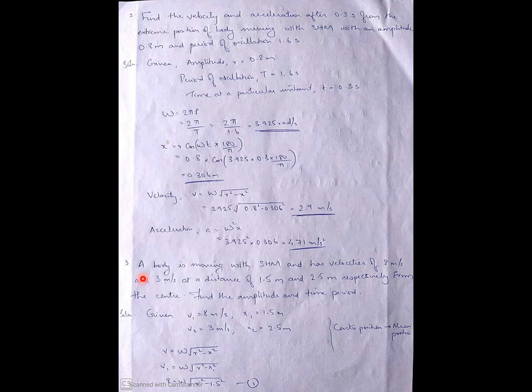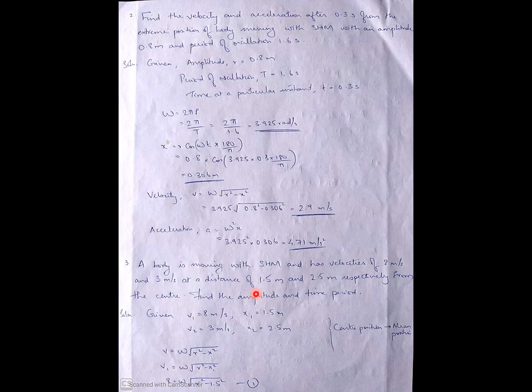Now third question. A body is moving with simple harmonic motion and has velocities of 8 meter per second and 3 meter per second at a distance of 1.5 meter and 2.5 meter respectively from the center. Find the amplitude and time period. So this is from the center. Center means it is the mean position. From the mean position it is given.